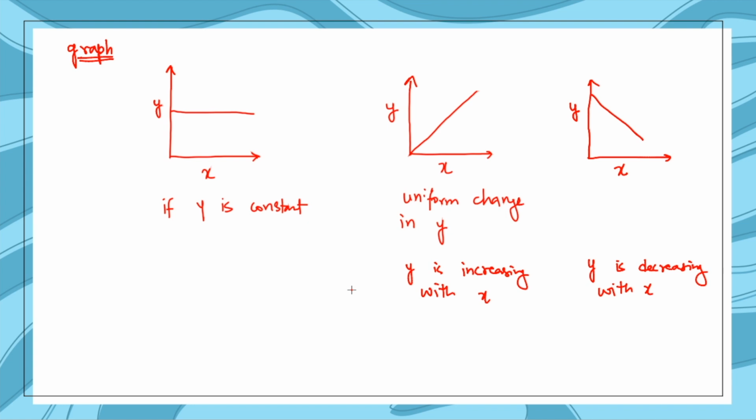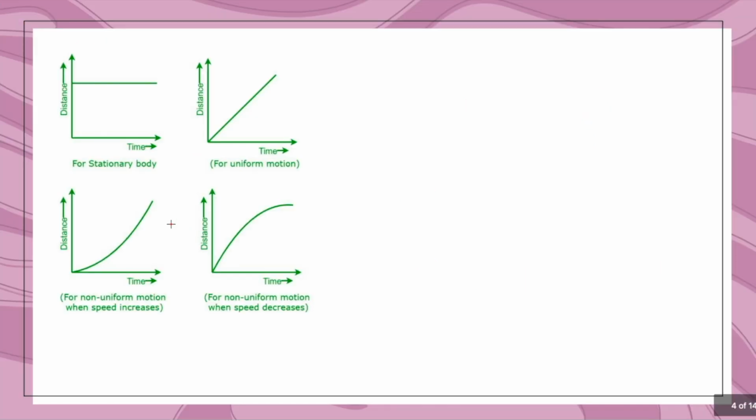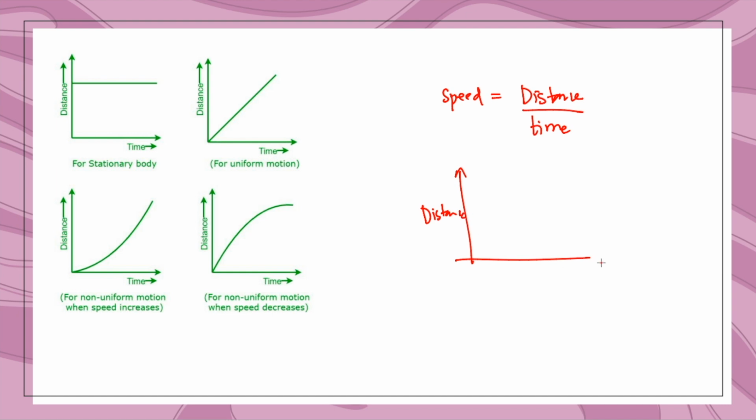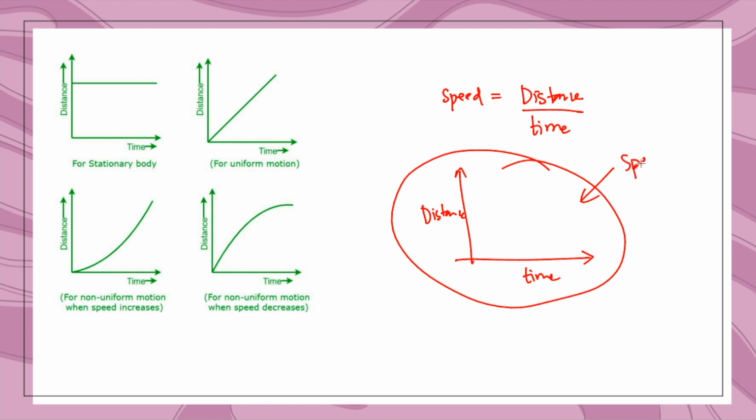This is something about the basics of graphs, or the basics of x and y plots. Now I'm going to show you some standard graphs, and based upon that we'll do questions later. There are some standard graphs which you should understand. There is a simple relationship between speed, distance and time. You know that speed is equal to distance upon time, and any graph with distance on the y axis and time on the x axis gives you information about speed.